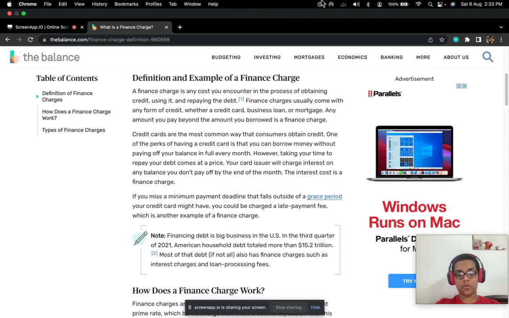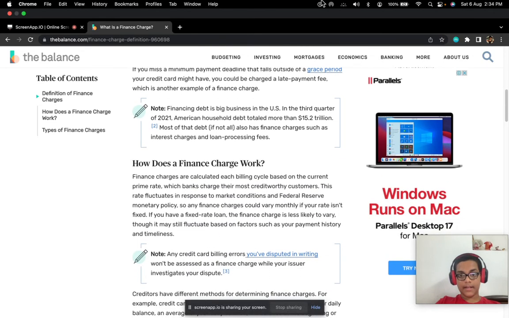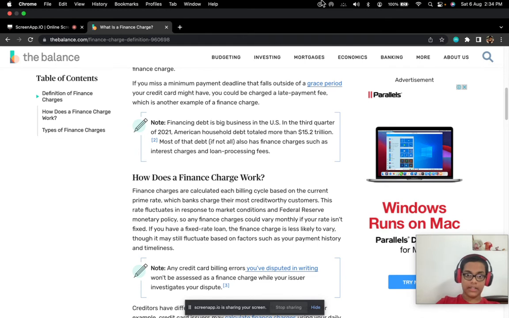Credit cards are the most common way that consumers obtain credit. One of the perks of having a credit card is that you can borrow money without paying off your balance in full every month. However, taking your time to repay your debt comes at a price. Your card issuer will charge interest on any balance you don't pay off by the end of the month. The interest cost is a finance charge. If you miss a minimum payment deadline that falls outside of a grace period, your credit card could charge a late payment fee, which is another example of a finance charge.